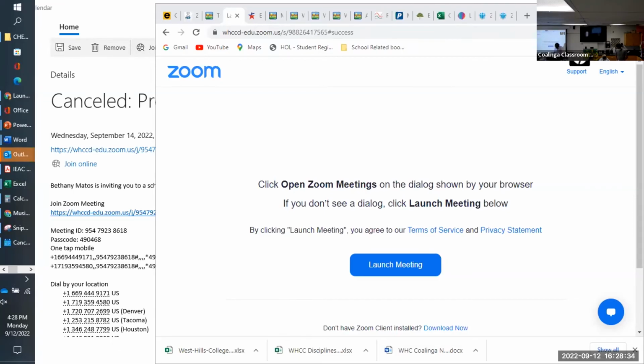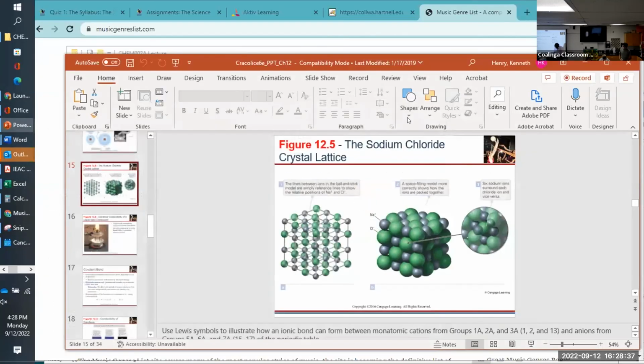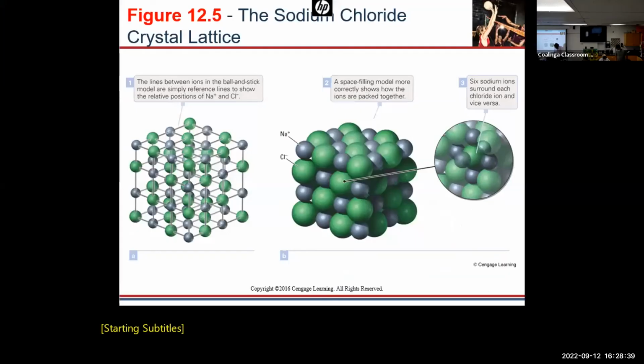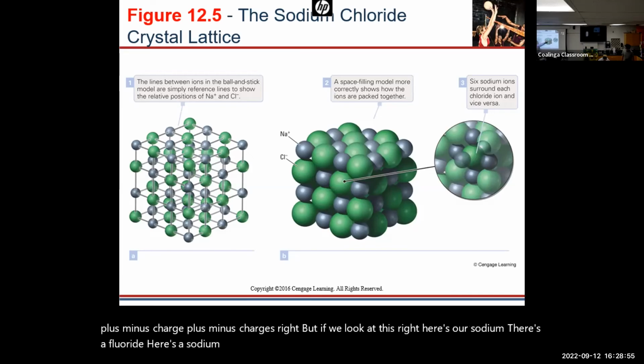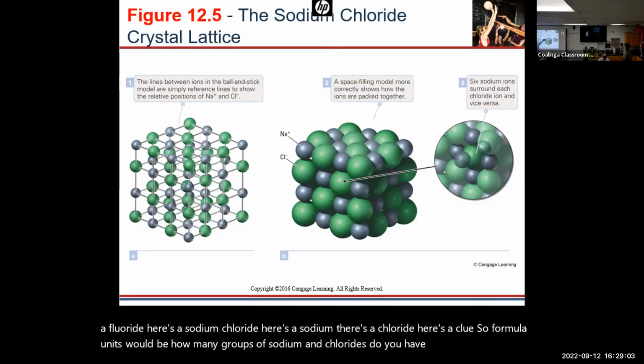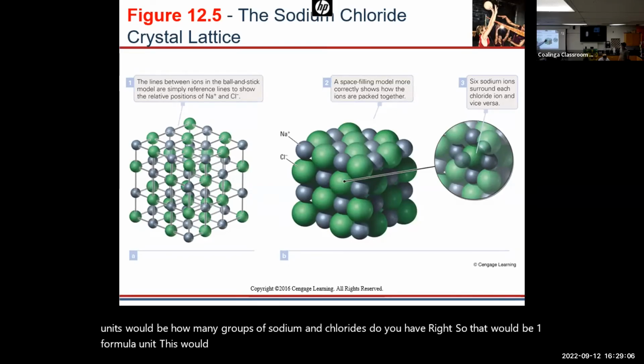Okay, so let me show you what I mean by formula units. This is really what sodium chloride looks like, because it's a combination of plus and minus charges. Here's our sodium, here's a chloride, here's a sodium, here's a chloride, here's a sodium, here's a chloride. So formula units would be how many groups of sodium and chloride you have. That would be one formula unit, this would be another formula unit, another, and another. So you're calculating how many of those you have all together.